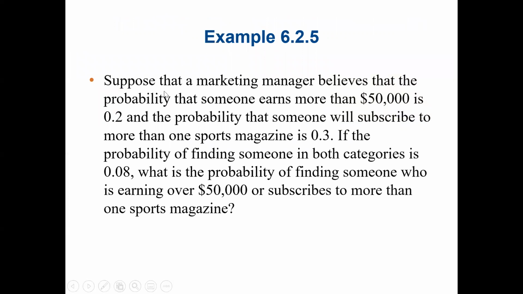Now, let's see an example here. Suppose that a marketing manager believes that the probability that someone earns more than 50,000 is 0.2, and the probability that someone will subscribe to more than one sports magazine is 0.3. If the probability of finding someone in both categories is 0.08, what is the probability of finding someone who is earning over 50,000 or subscribes to more than one sports magazine? So here we can see it's "or", so it will be a union.